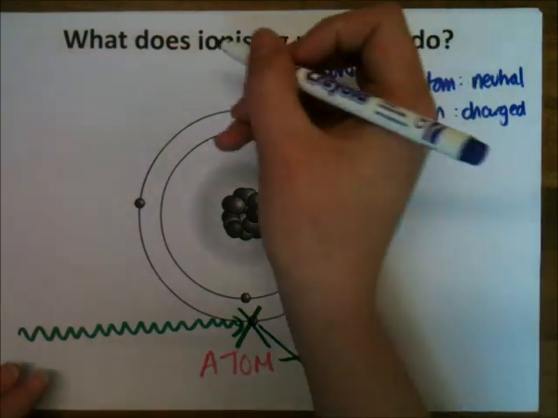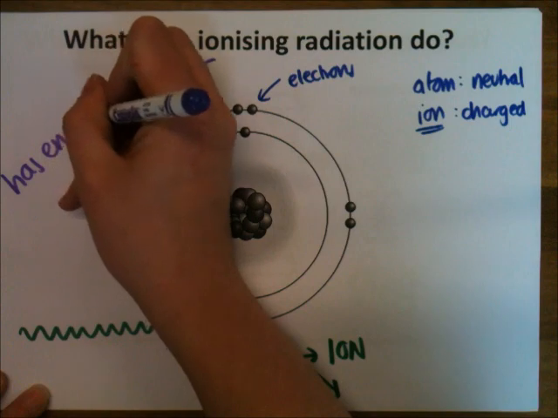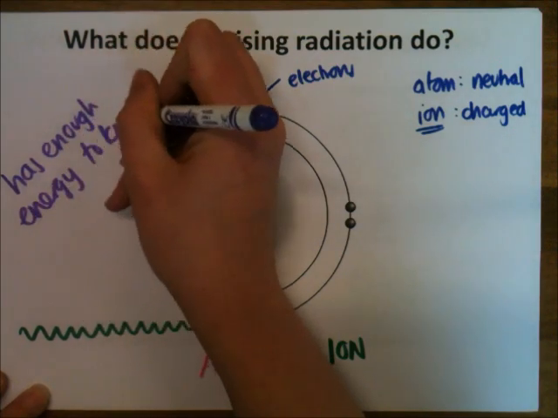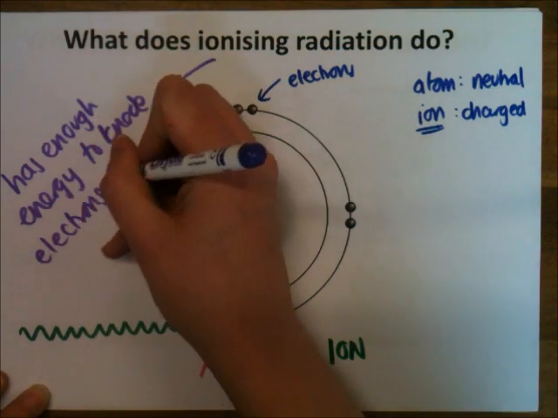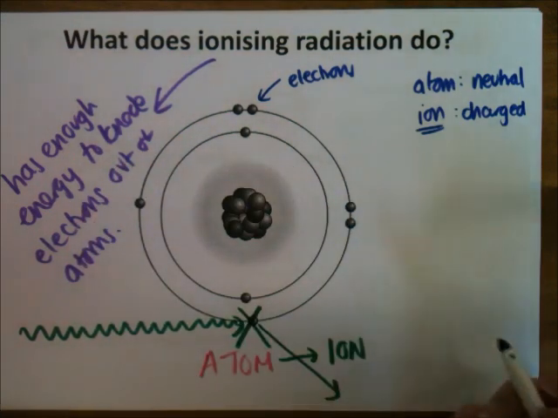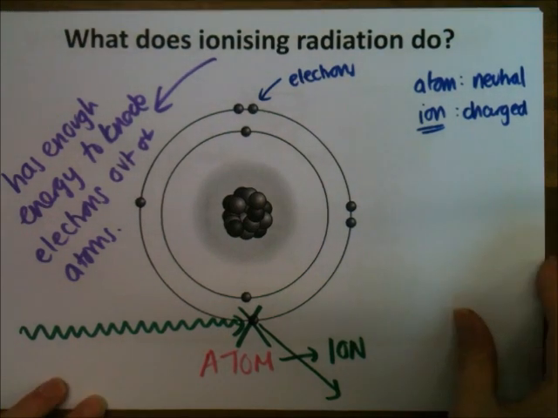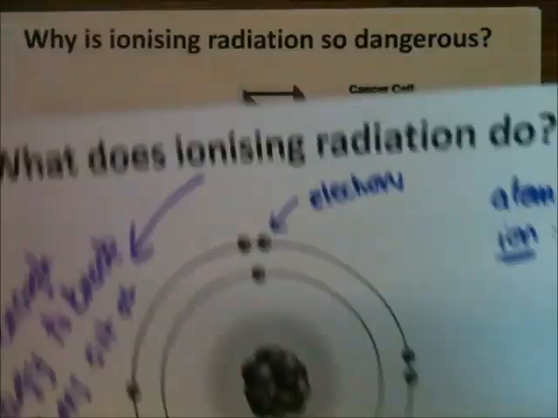Now, ionising radiation has enough energy to knock electrons out of atoms. If you understand that, that's all you need to know. Now, that can damage things for certain reasons, and we'll think about why that can damage things in a second. So, ionising radiation has enough energy to knock electrons out of an atom and then turn them into ions.